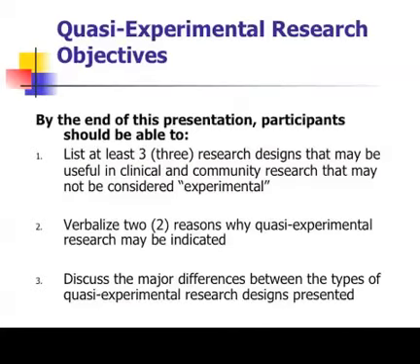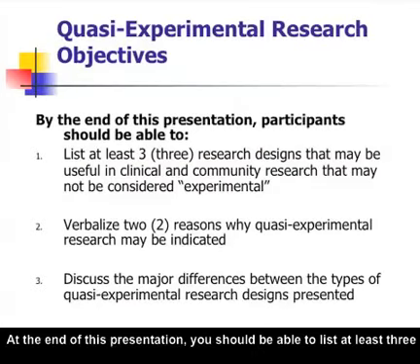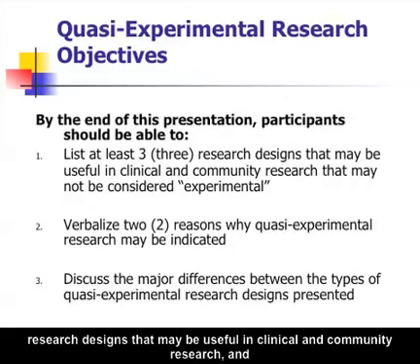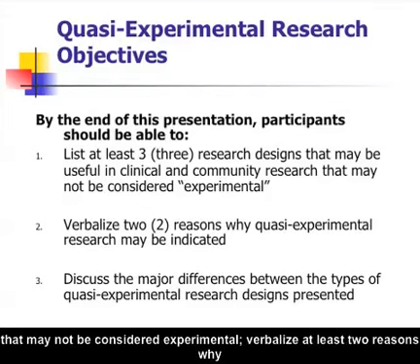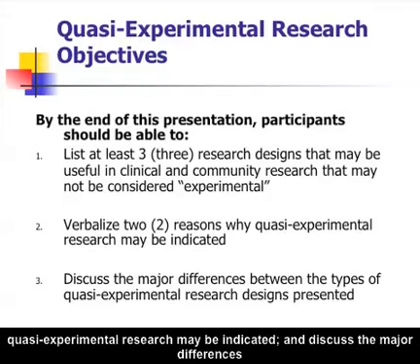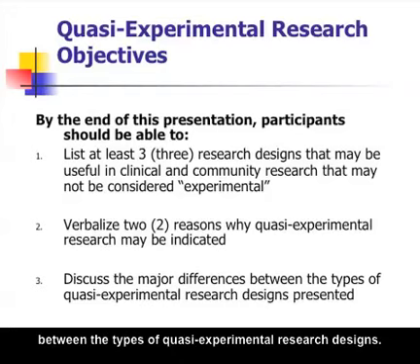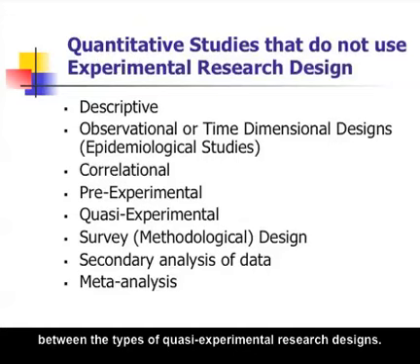At the end of this presentation, you should be able to list at least 3 research designs that may be useful in clinical and community research and that may not be considered experimental. Verbalize at least 2 reasons why quasi-experimental research may be indicated, and discuss the major differences between the types of quasi-experimental research designs.